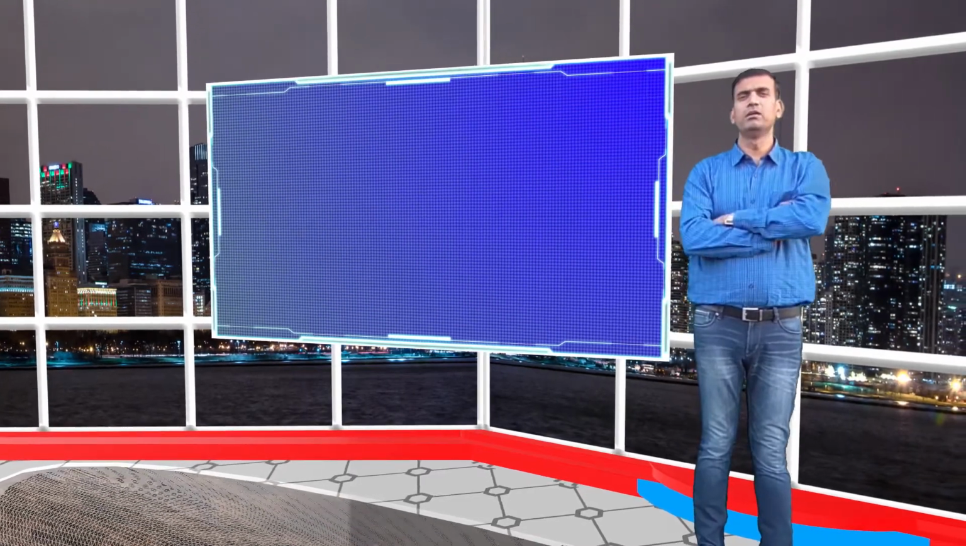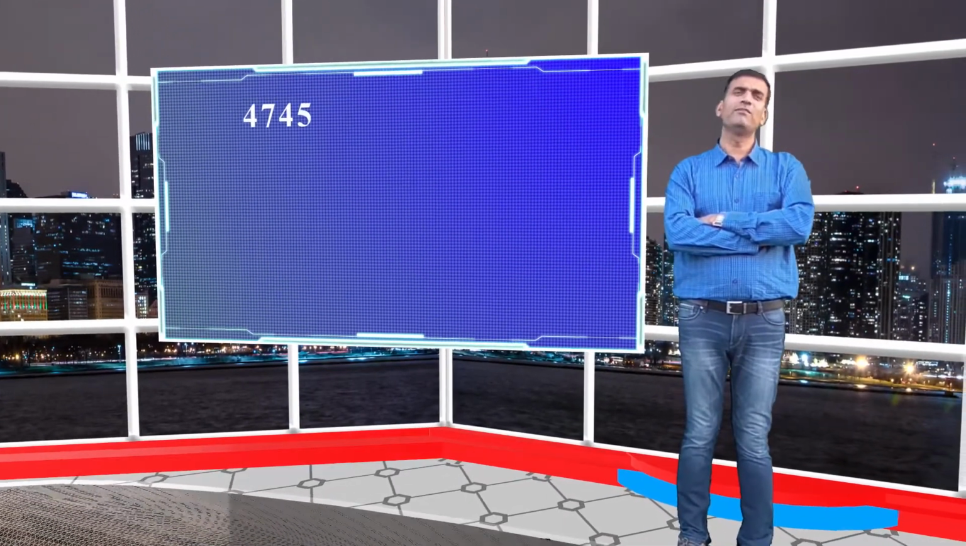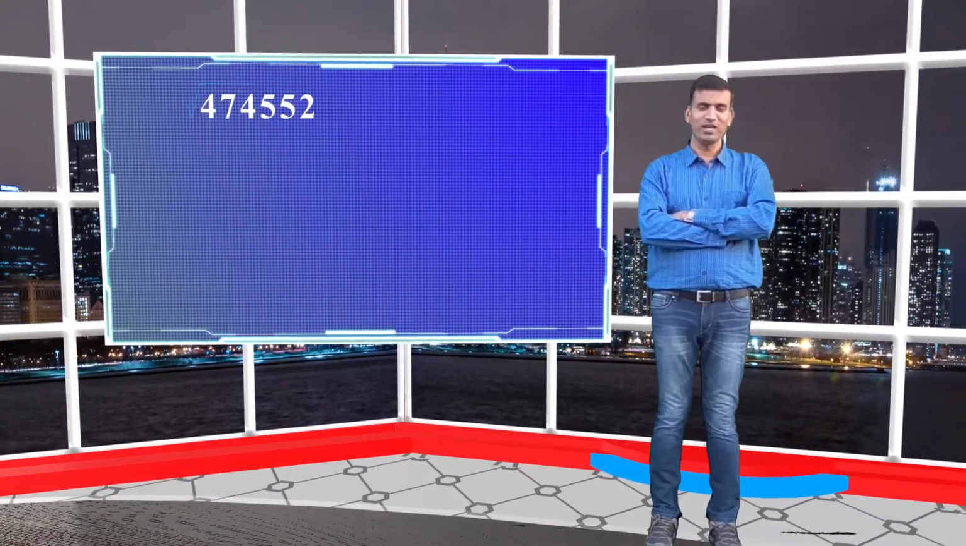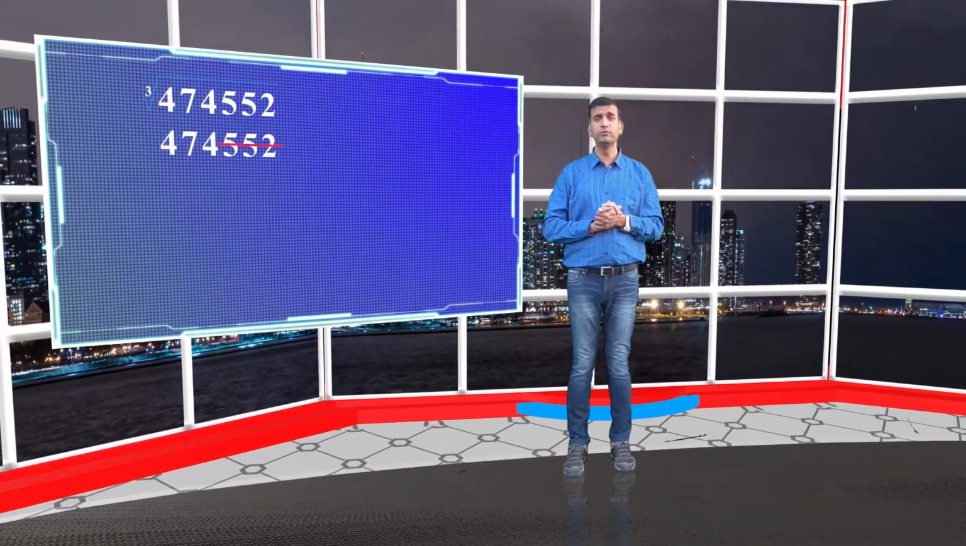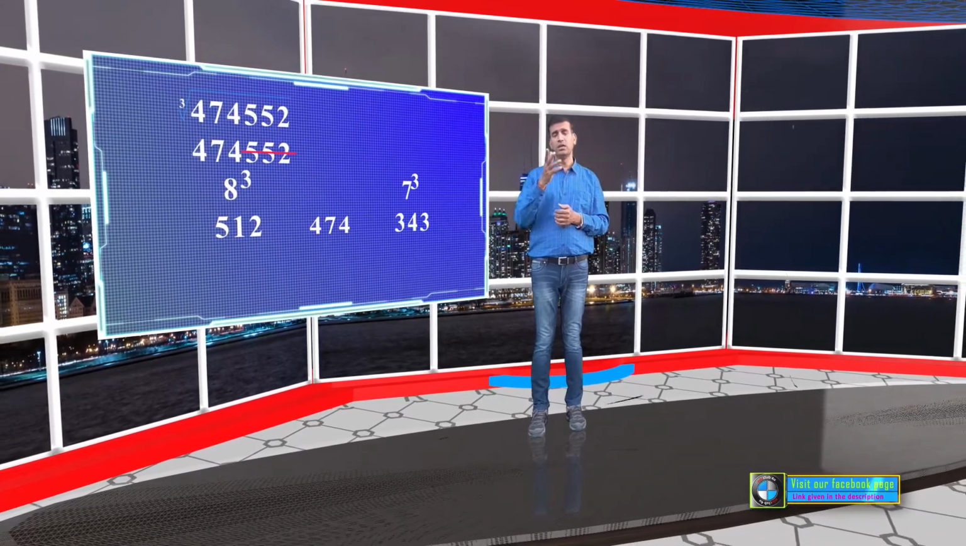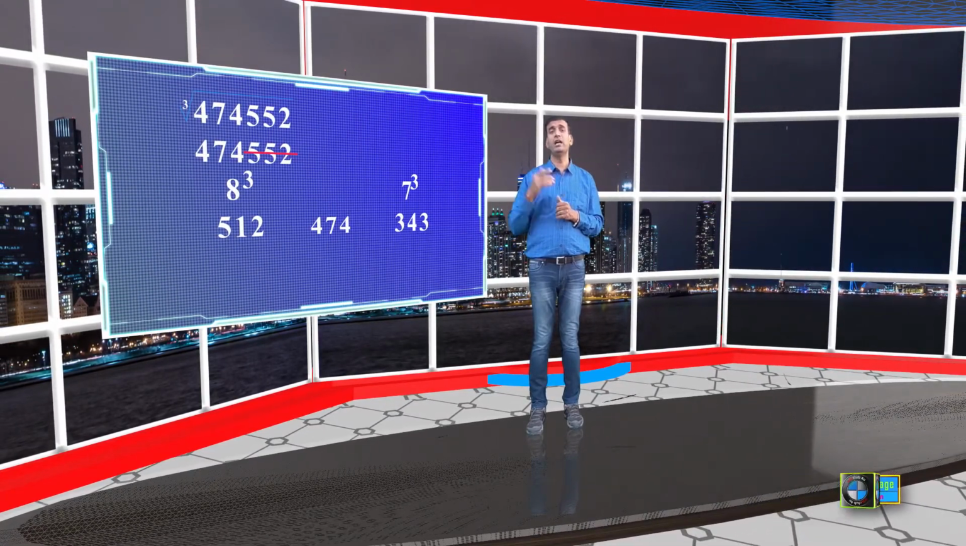I'll take the number 474552. As per our concept, eliminate the last 3 digits, 552. The remaining part is 474. What is the approximate cube root of that? 7 cubed is 343 and 8 cubed is 512. So here I should put 7 first. Now the unit digit is 2. If the unit digit is 2, we should put 8 here. The result is 78.